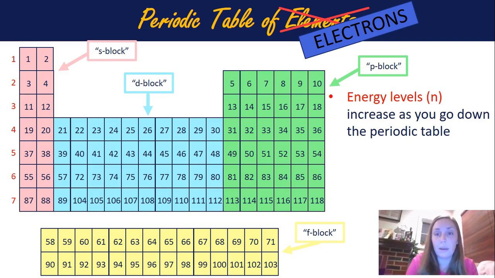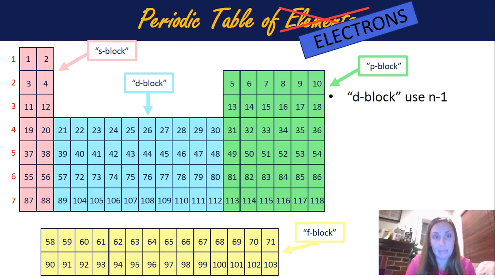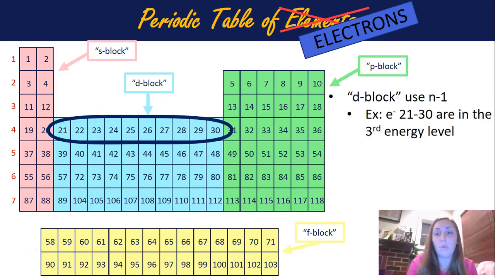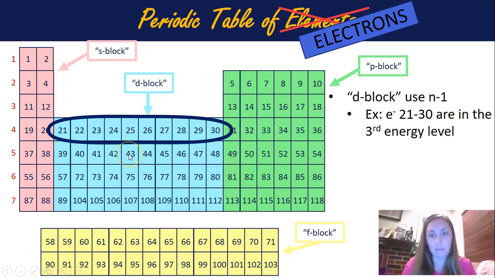Now there are some rules about energy levels. The D block is always N-1. So this is your fourth energy level across, right? Except for in the D block. So these are 4s, but all of these are not in the fourth energy level. It actually goes back one. So 21 through 30 electrons, those are in the third energy level because it's N-1. This is your N, 4, and it's -1 here, right? So like electron 43 is in the D block. So it's not in the fifth energy level. It's N-1. It's in the fourth energy level.